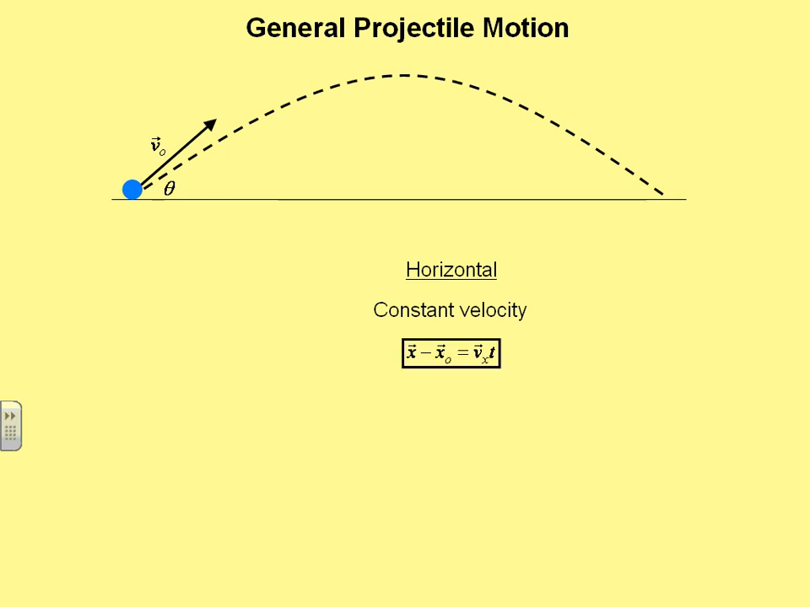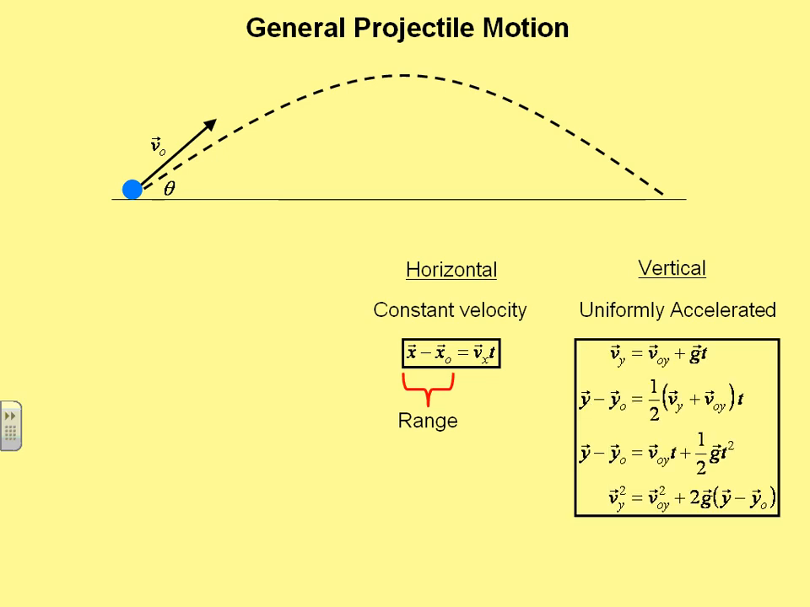And therefore we have only one equation, which is really just distance is velocity times time, but to make sure we know it's horizontal, we use x's. This, of course, is what's more commonly known as the range, and sometimes this is even called the range equation. Vertically, since the only force acting here is gravity, hence projectile motion, we know that it's uniformly accelerated, and therefore the four kinematic equations apply. Same kinematic equations we've been using all along.